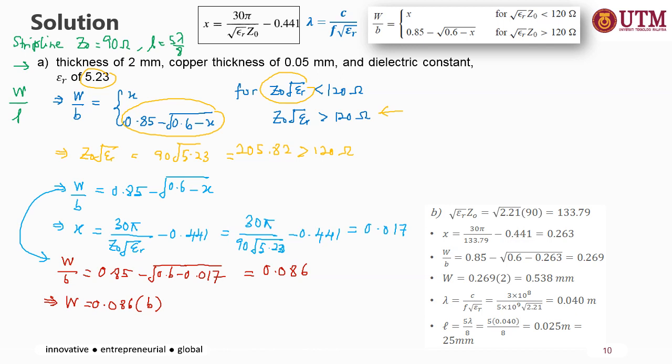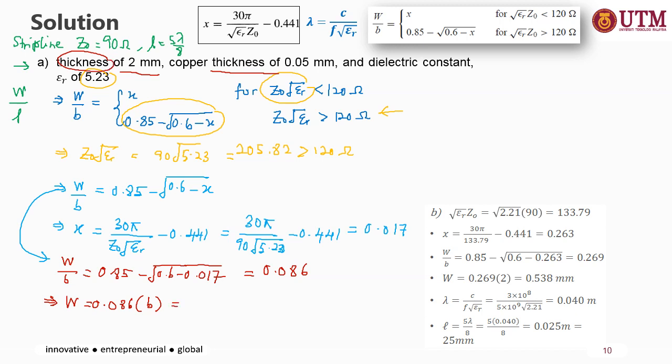So you have two thicknesses in the question: the thickness of the structure, 2 mm, and the copper thickness. B or H is equal to the thickness of the structure. The copper thickness is basically the thickness of the strip line, I mean the metal strip. But this thickness is basically for the whole structure.